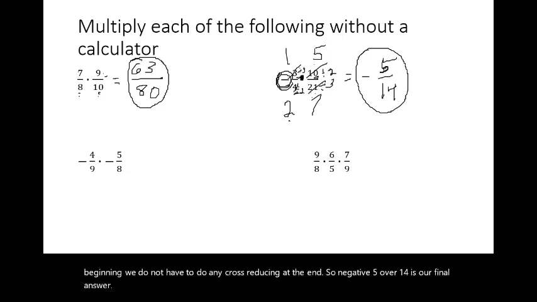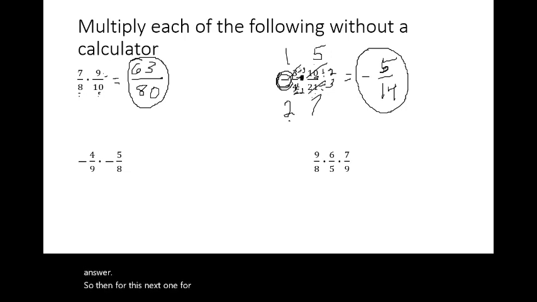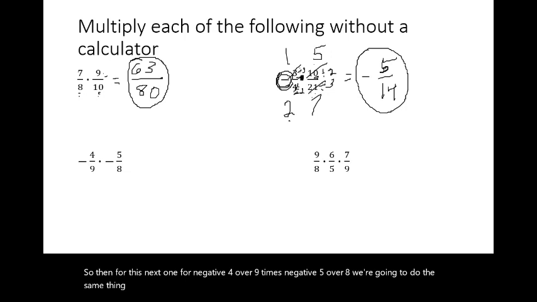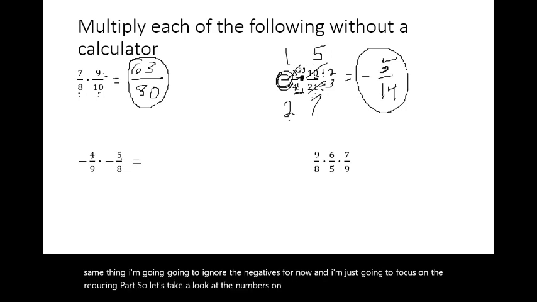So then for this next one, for negative 4 over 9 times negative 5 over 8, we're going to do the same thing. I'm going to ignore the negatives for now, and I'm just going to focus on the reducing part. So let's take a look at the numbers on the top, 4 and 5, and then the numbers on the bottom, 9 and 8.